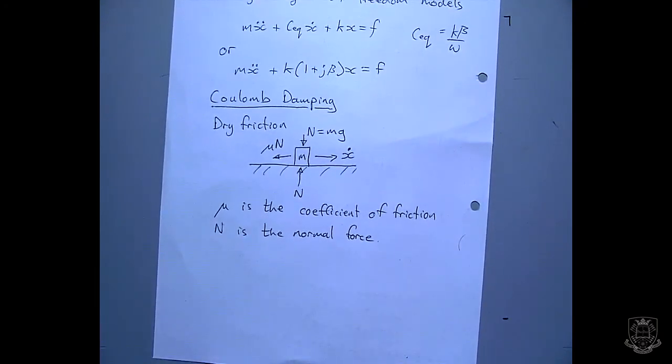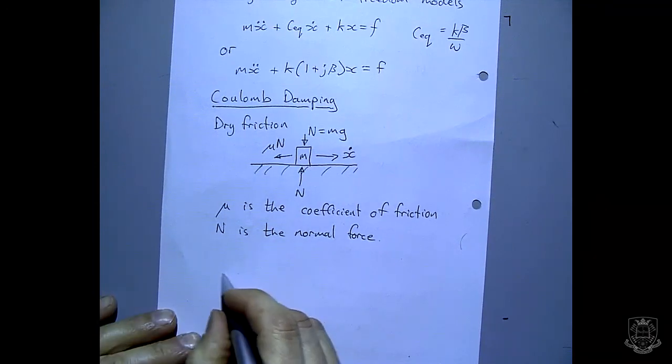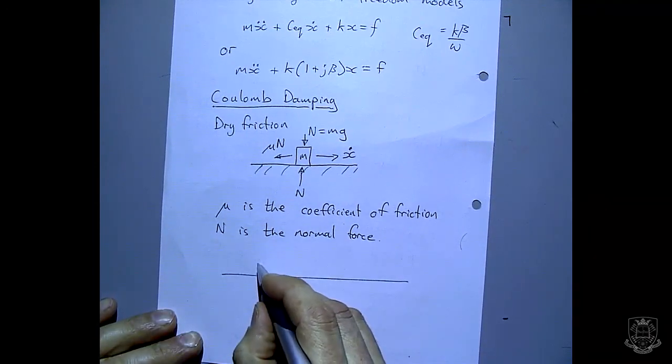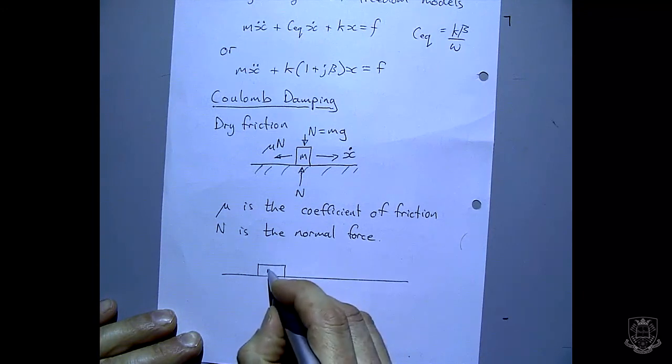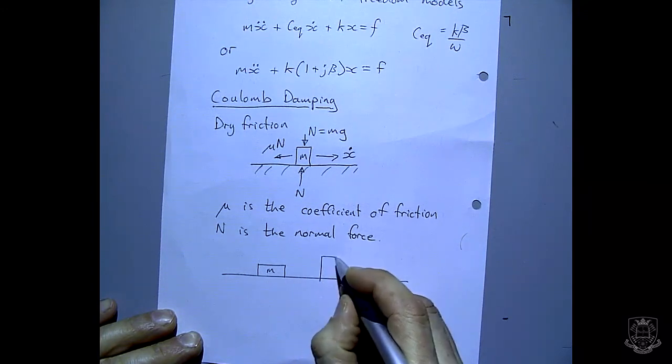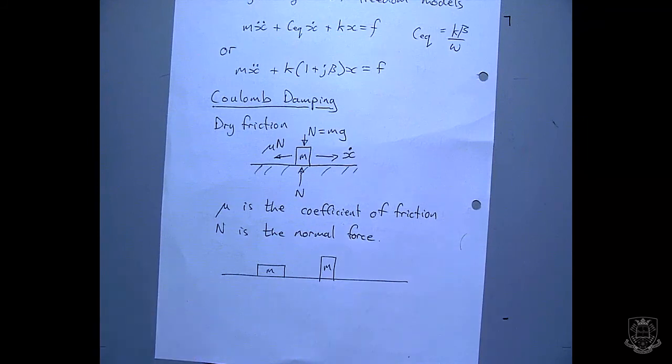Okay, so that's easy to understand, isn't it? So here's just a little thing to think about. If I've got the same block M, but I turn it on its side, so this is trying to represent the same block. It's not a square block; it's a rectangular block. Then the friction force is exactly the same, isn't it?